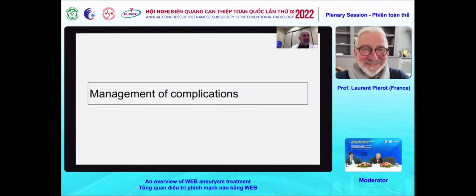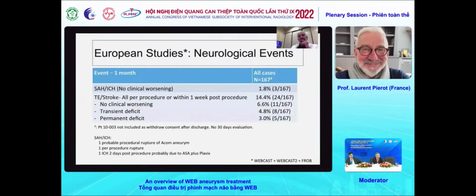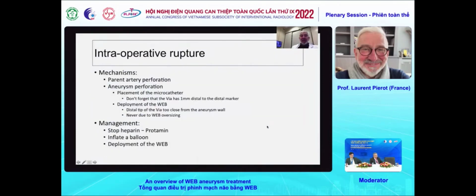Finally, management of complication. You see here the frequency of complication in the European studies. You see that the rate of hemorrhagic complication is 1.8% without clinical worsening in all complications. The rate of thromboembolic complication is 14%, with permanent deficit in only 3% of patients.